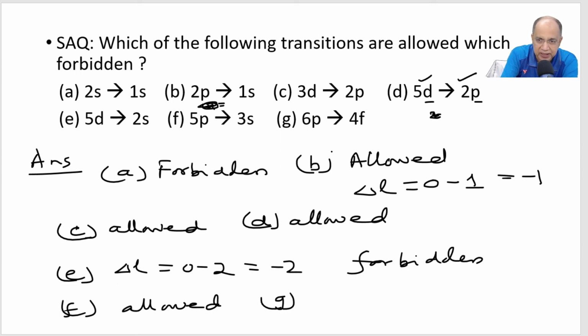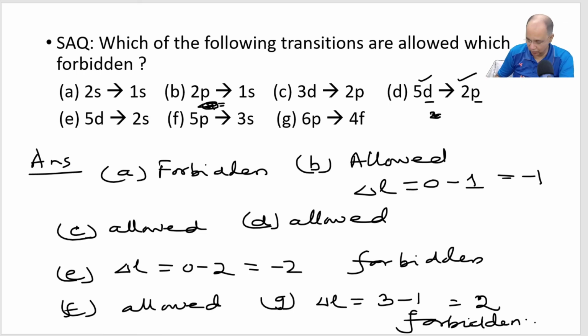And finally, 6p to 4f. 6 to 4 is okay. But f is delta L. f is 3, minus 1, 3 minus 1 is equal to 2. So not possible. Plus or minus 1 is the allowed change in azimuthal quantum number. So it is forbidden.